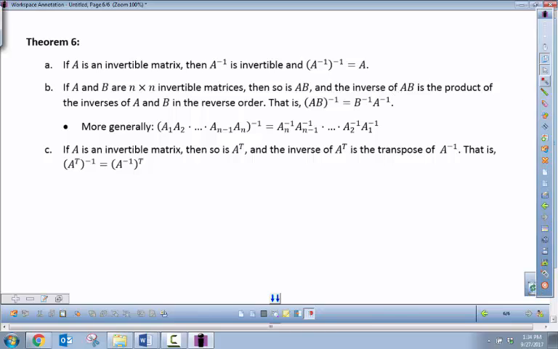Now, you can generalize that idea. If you have more than two things that you're multiplying, say 5 things, and you want the inverse of the product of those, then that's equivalent to the product of the inverses of those multiplied in reverse order.